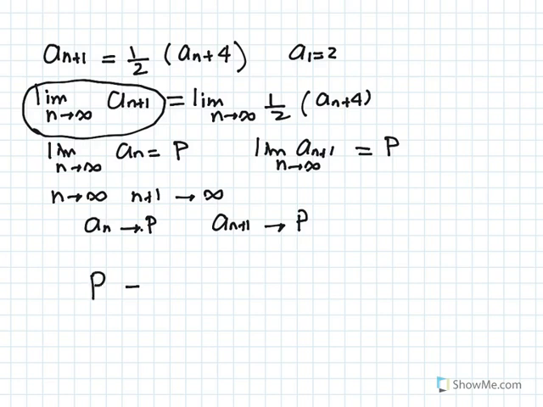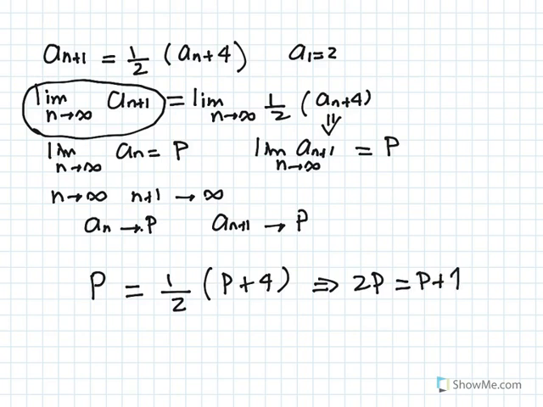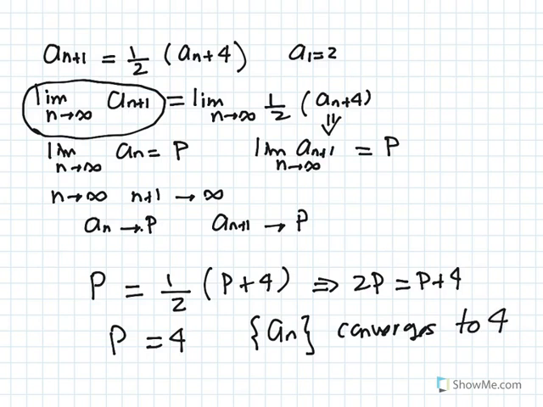The limit of a_(n+1) is equal to 1/2 times the limit of a_n, which is also P, plus 4. So 1/2 times (P plus 4). And now we're going to solve for P. This is just algebra. Cross multiply, and we get 2P equals P plus 4. Subtract P from both sides, and we get P equals 4. That means the sequence a_n converges to 4, as we predicted based on our intuition. All right, thanks.